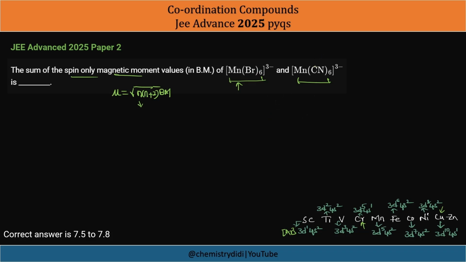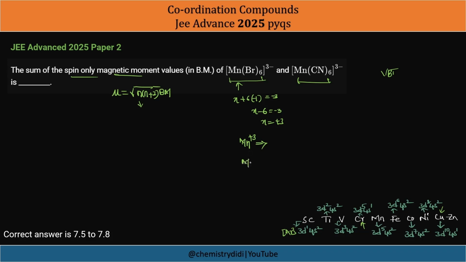Here, what is the oxidation state of this manganese? Over here you can find it: x minus. Bromine carries a -1 charge, so 6 into -1, and the overall charge is -3. x minus 6 is equal to -3, which gives x = +3, right? So manganese is in the +3 oxidation state.